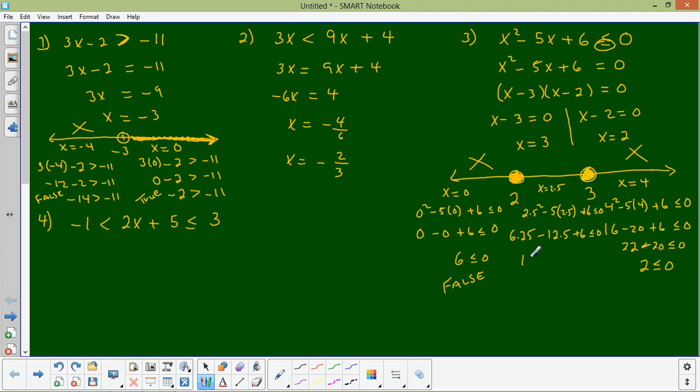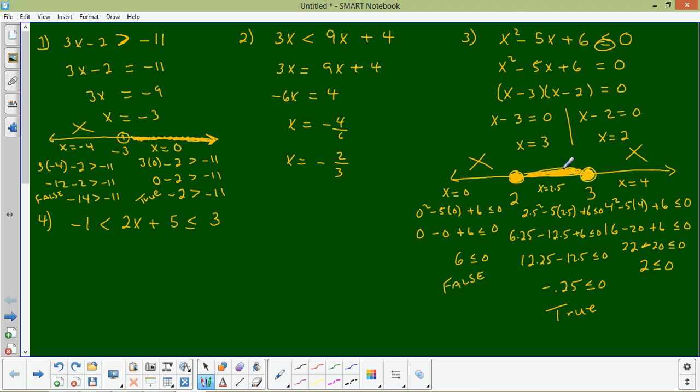Well, that gives us 12.25 minus 12.5. Is that less than or equal to 0? So we get negative 25 hundredths less than or equal to 0. That's a true condition. So numbers in that interval work. Numbers from 2 to 3, inclusive this time, will work.